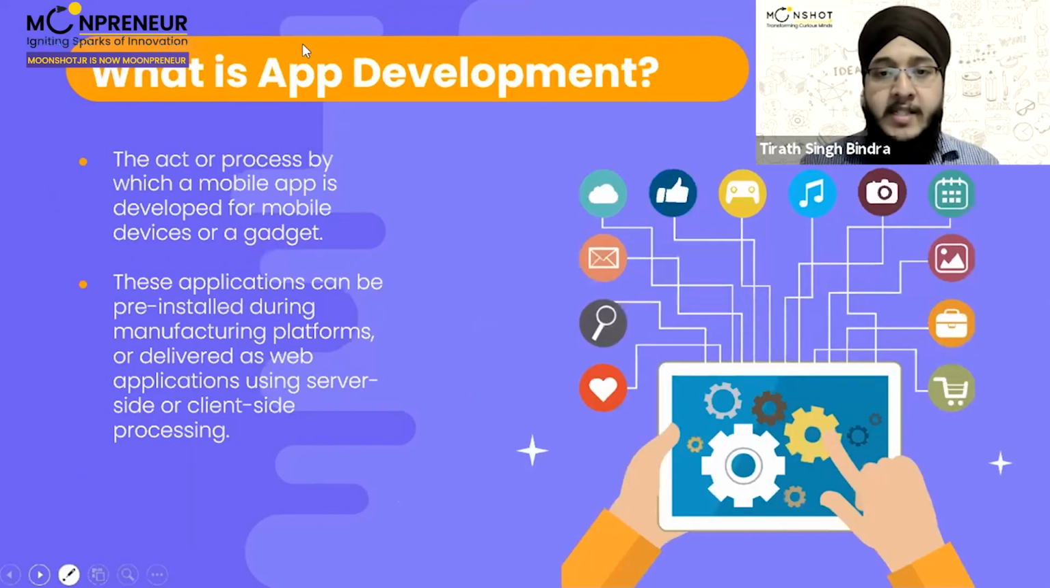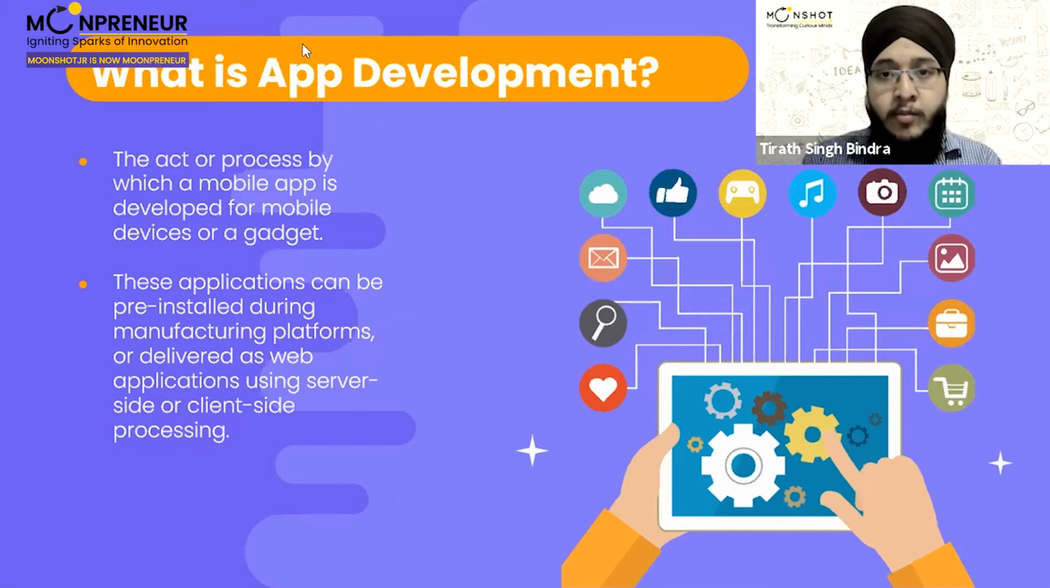So let's understand what app development exactly is. App development is basically the process of creating an app for mobile devices or gadgets. When we create an app, there are steps that go into it. One will be the front end, the UI, with which the person can interact with the app.